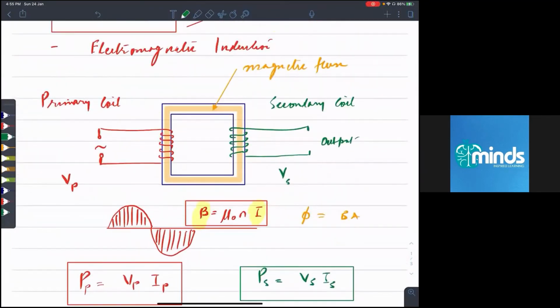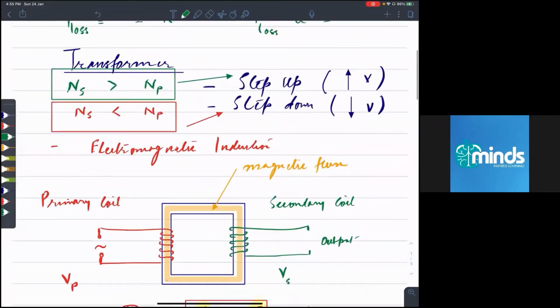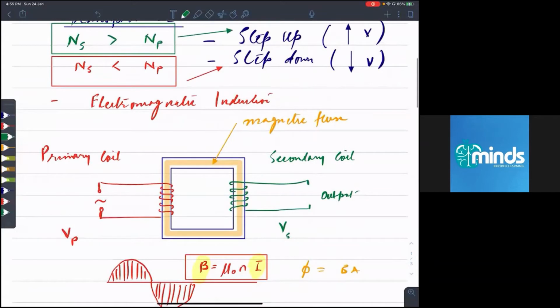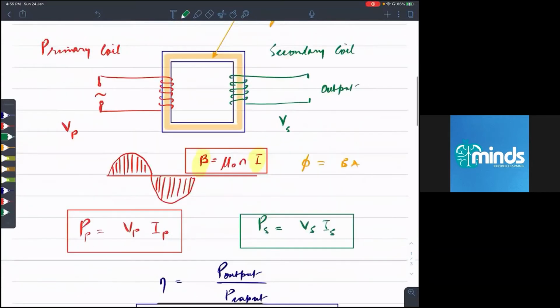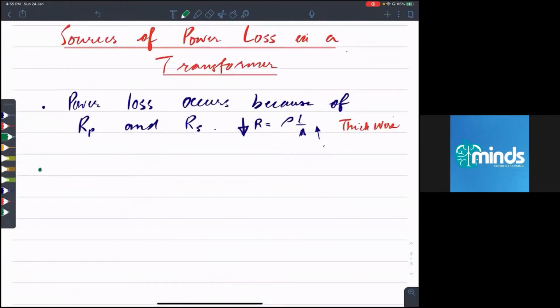When we reached this conclusion, NS is greater than NP or NS is less than NP, actually we assumed one thing which is not part of the syllabus, that's why we didn't discuss. How did we reach this conclusion? We assumed that flux passing through primary coil is the same as the flux passing through secondary coil, but it will never happen. See why? Let me write it first. Flux passing through primary is not the same as flux passing through secondary.